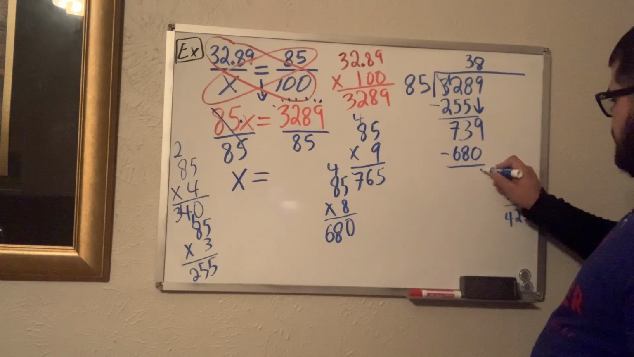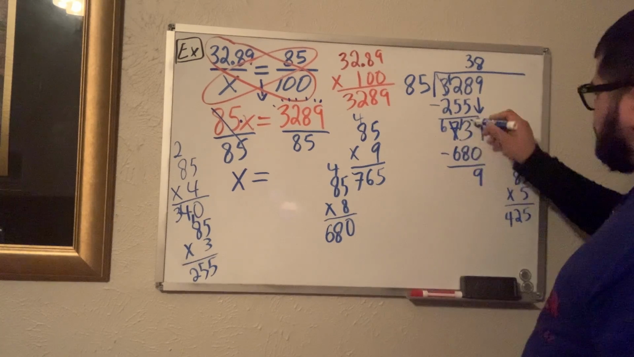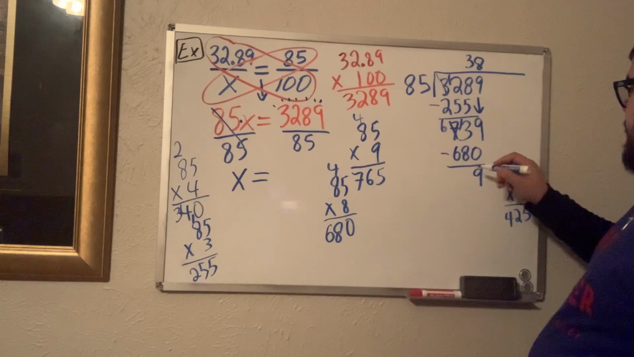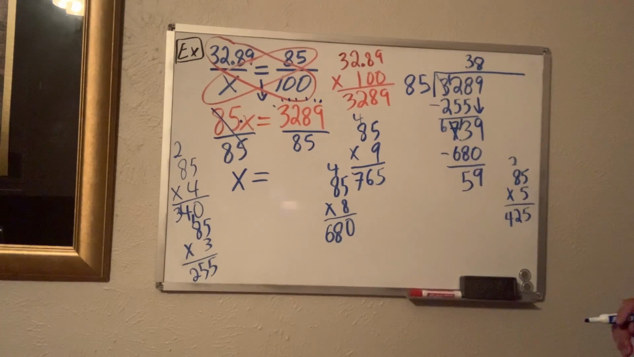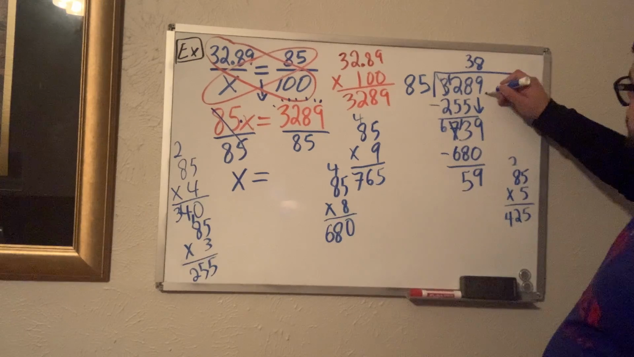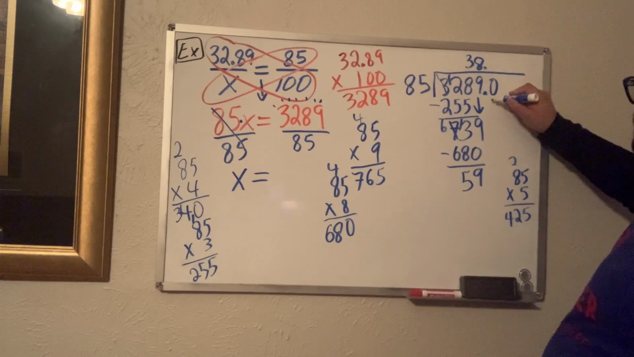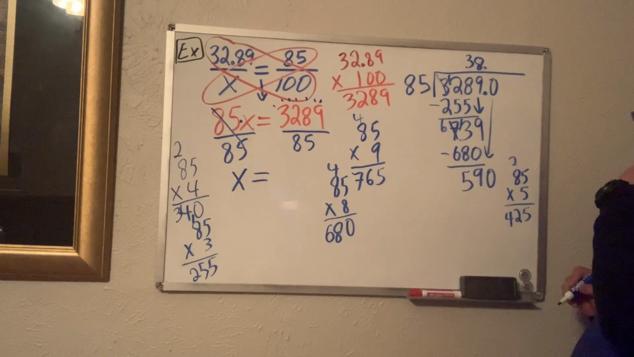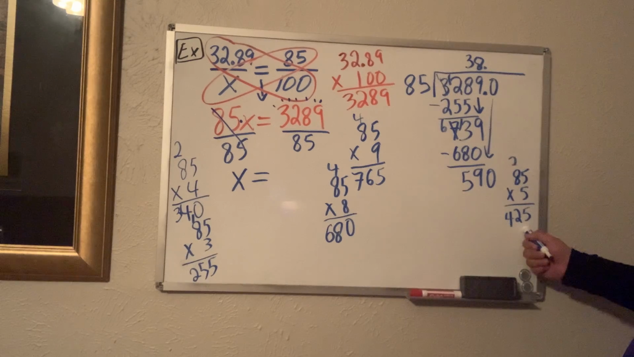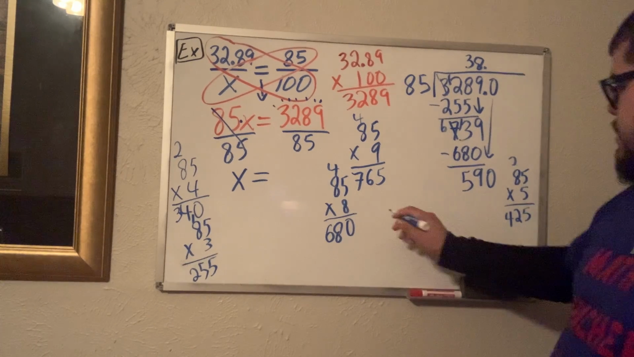Subtract. 9 minus 0, we get 9. 3 minus 8, again, we have to borrow. 13 minus 8, we get 5. All right, so now we ran out of numbers, so we have to put a 0 here and line up our decimals. Bring a 0 down. How many times will 85 go into 590? We're missing 6 and 7, so let's do that right here.